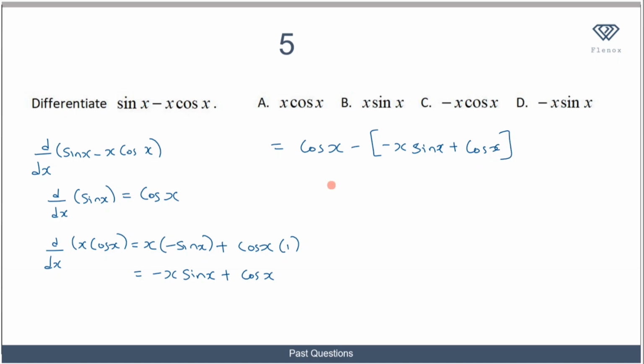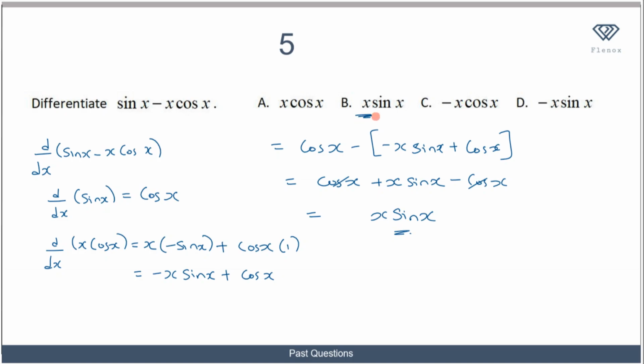So what does that become? When I expand this, I have cos x, then minus times minus becomes plus x sin x, and minus times plus becomes minus cos x. So cos x minus cos x cancels out, and I'm left with x sin x. So the correct option to this question is option B, x sin x.